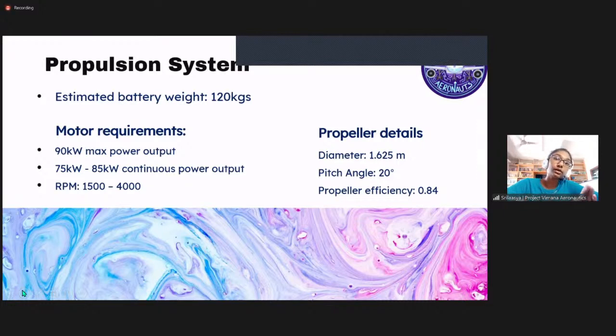We also had to find the motor requirements for our aircraft in order to satisfy the thrust requirements. So our max power output has to be 90 kilowatts, our continuous power output has to be 75 to 85 kilowatts, and our rotations per minute, or RPM, has to be 1500 to 4000 rotations per minute.